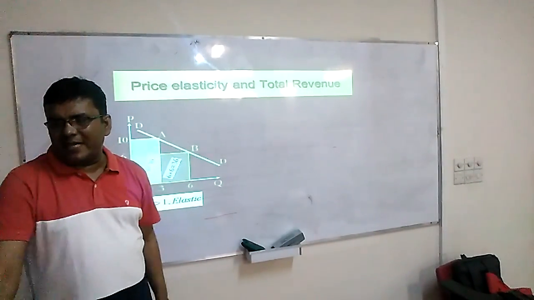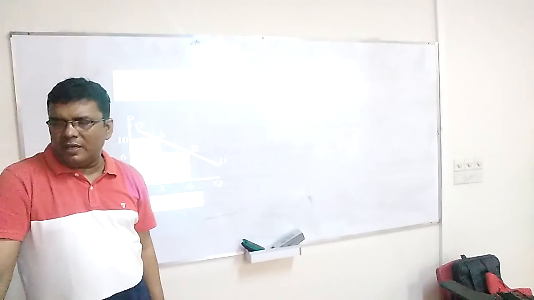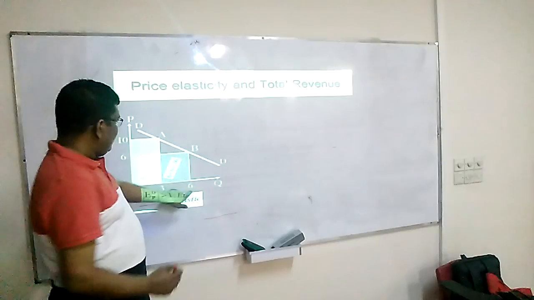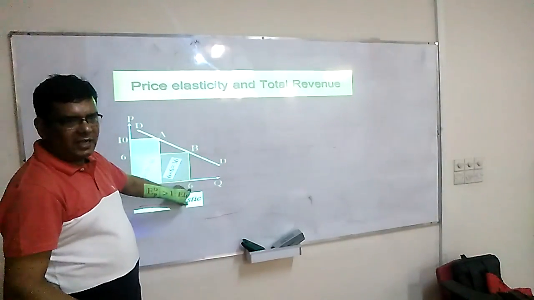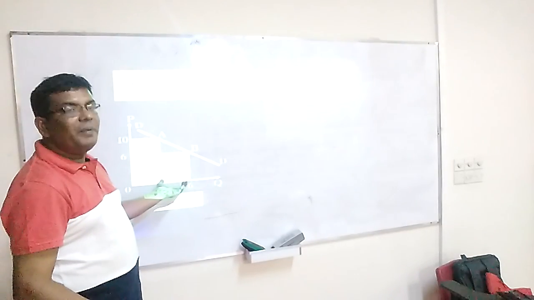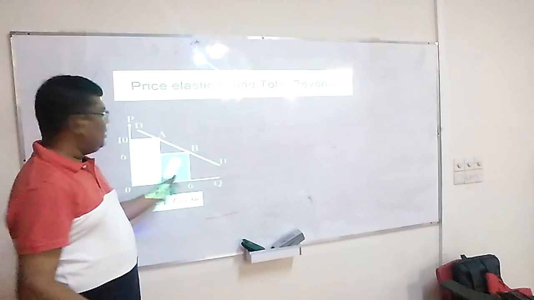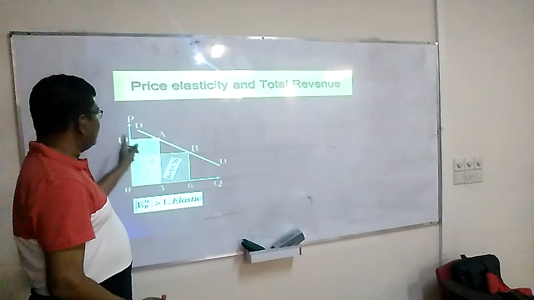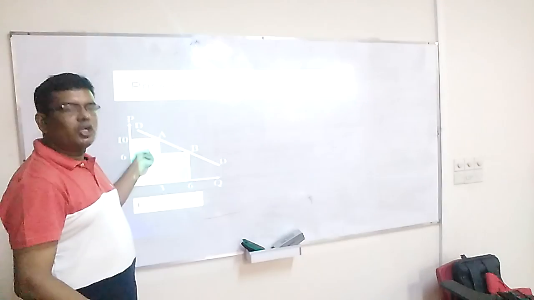When the price is 6, what is the revenue? 36. When the price is 6, people are buying 6 units. That means for the seller, the revenue is 36. Now he wants to increase the price from 6 to 10 taka.